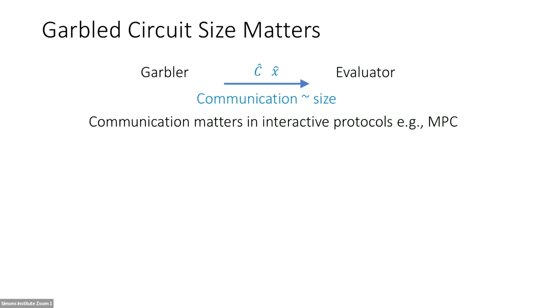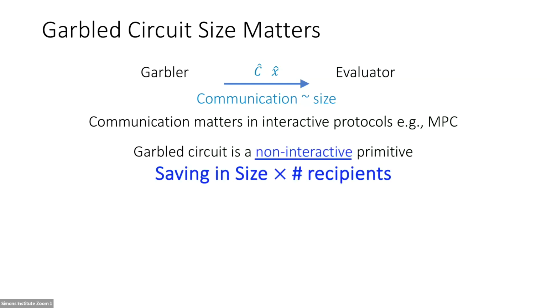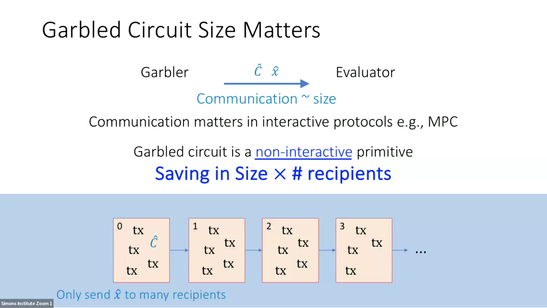Typically we think about 2PC, where this translates to communication mattering in an interactive protocol. But if you really think about it, garbling circuits are actually a non-interactive primitive. You send it once, right? Because it is non-interactive, optimizing for size is particularly important, because there may be scenarios where the saving in size is multiplied by the number of recipients receiving this garbling circuit through, say, a broadcast channel. For example, I could publish a garbling circuit on the blockchain, where space is really prime estate.